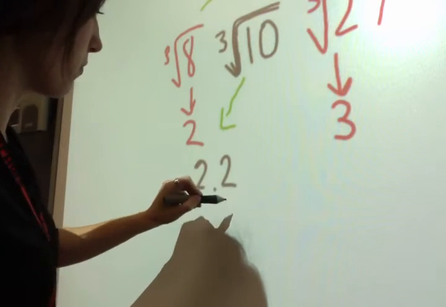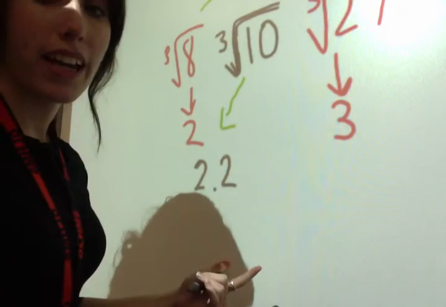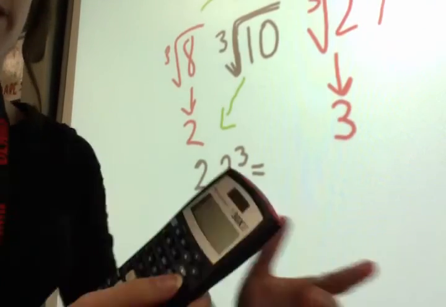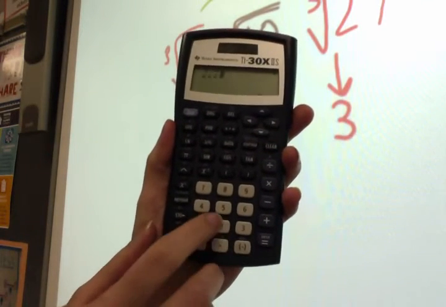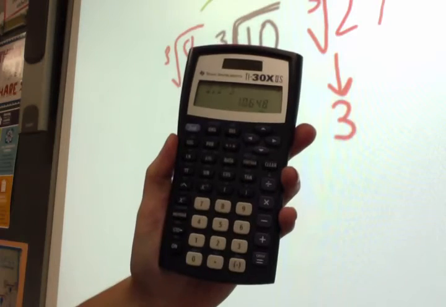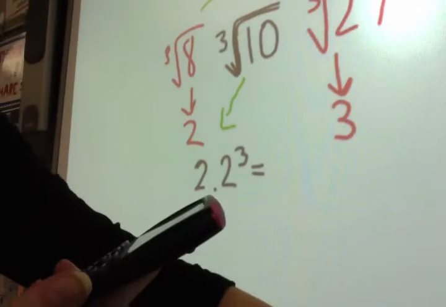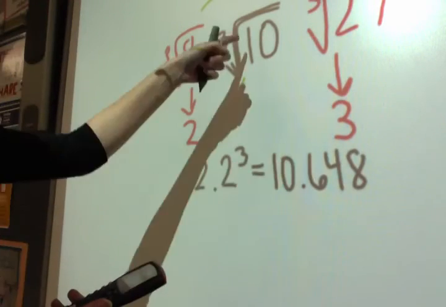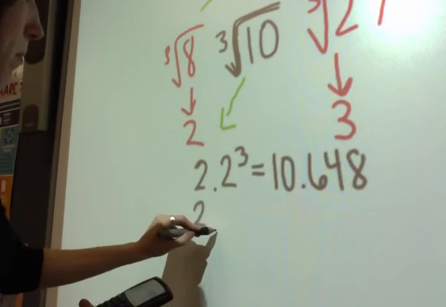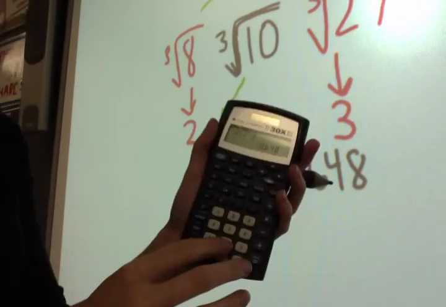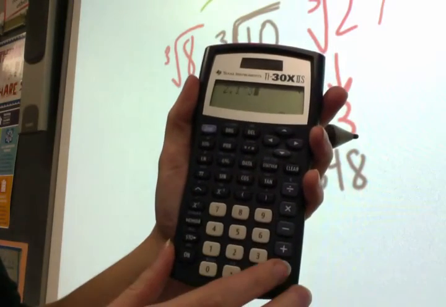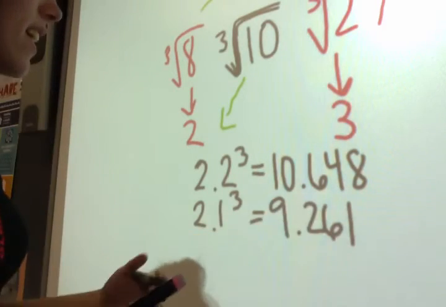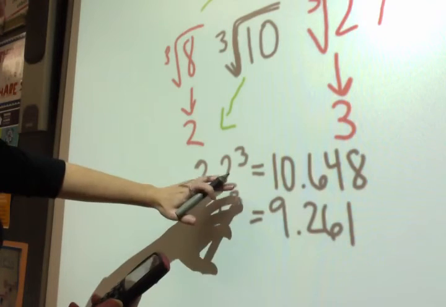Let me try 2.2. Now when I'm testing this, instead of squaring it, I need to cube it now because I'm talking about cube roots. So if I'm going to test this in my calculator, what I'm going to do is do 2.2, this caret, and 3. I get 10.648. Well, my estimate's a little too big here, so let me make it smaller and do 2.1 cubed. So 2.1 cubed is 9.261. All right, so now I've kind of found it's going to be either 2.1 or 2.2.